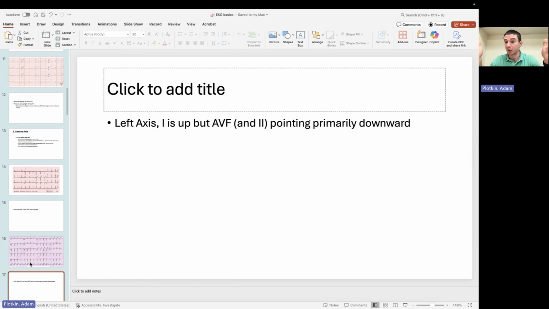So again, we've already talked about rate. If it's regular R to R intervals, it's 300 divided by the number of big boxes in between each R to R interval.